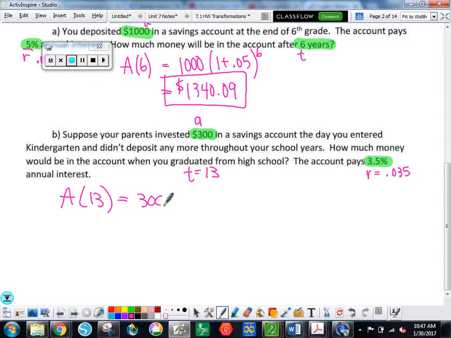300 times 1 plus 0.035. If you forget the 1, it's going to look like you have almost nothing. It's the 1 that makes it grow. Remember, without the 1, it's a decay model. So the 1 makes it grow. Raised to the 13th power.